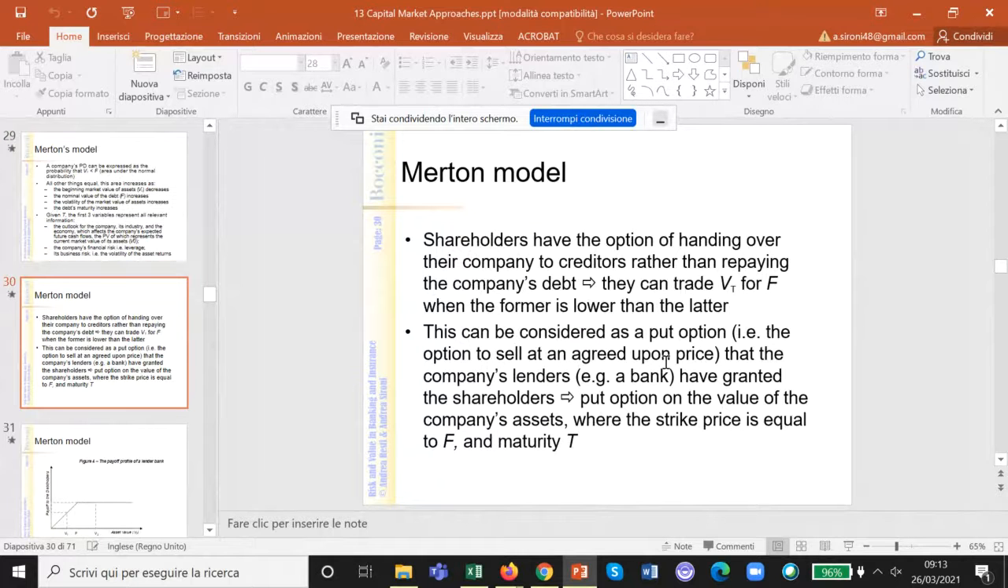Now, what is the next step of the Merton model? The next step is to introduce option theory.